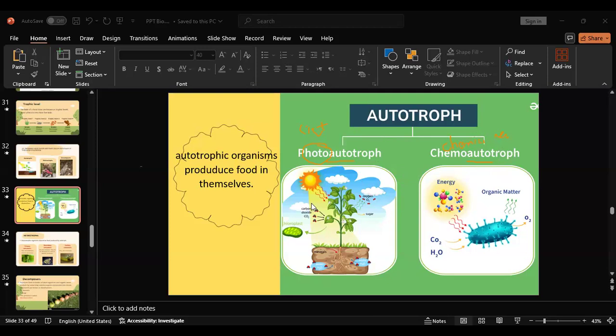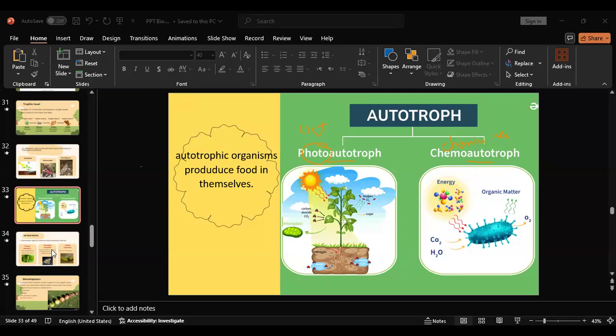Normally, photoautotrophs will be the green plants and algae. The chemoautotrophs are some of the bacteria. Some bacteria come under the photoautotrophs, but most of them come under the chemoautotrophs, right? So these things are very simple.